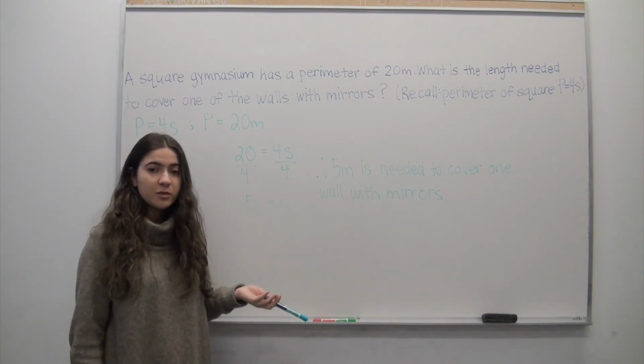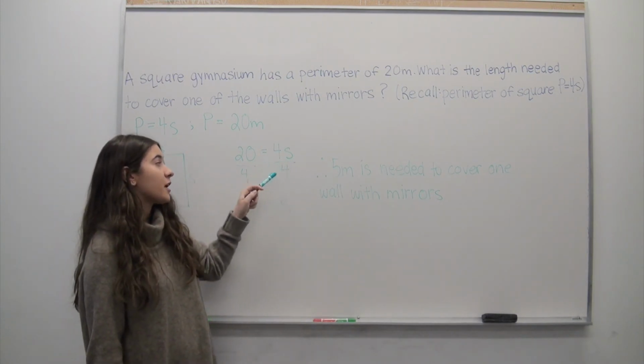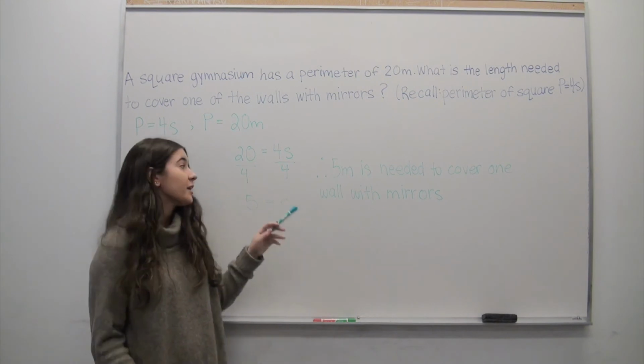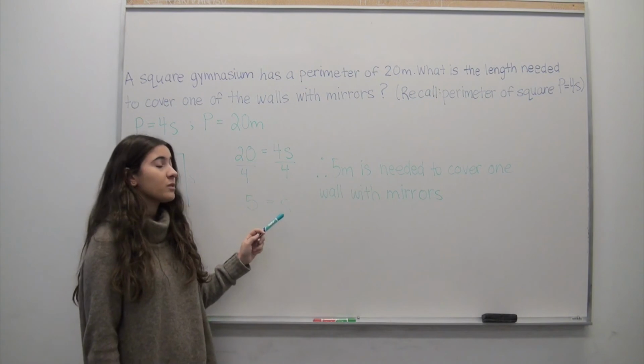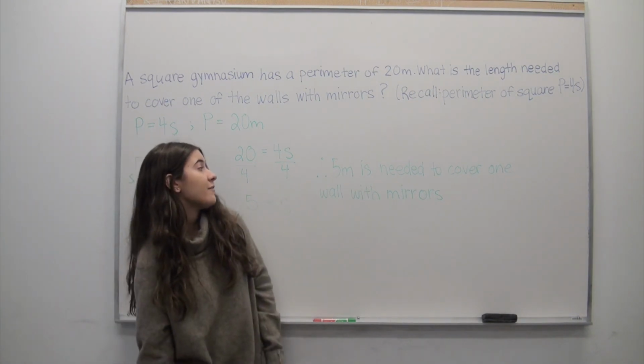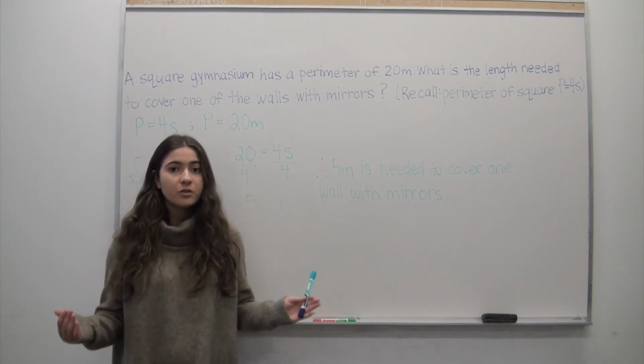So the opposite operation of multiplication is division. So we're going to divide by 4 on the right side to maintain our equality. We divide by 4 on the left side. And after simplifying, we get that 5 equals s. So therefore, 5 is the length needed to cover one of the walls with mirrors.